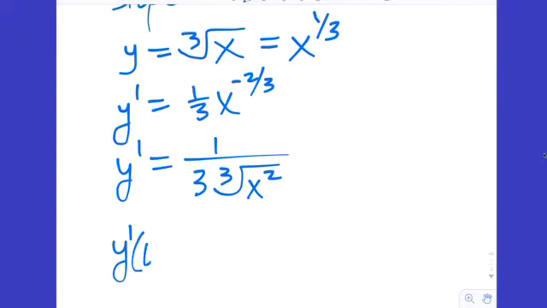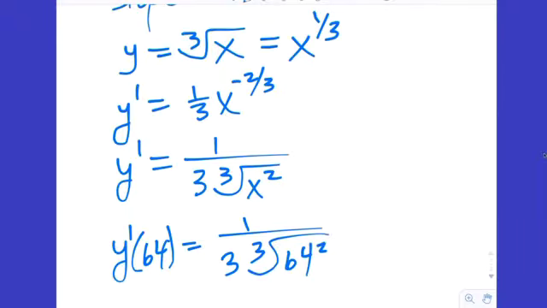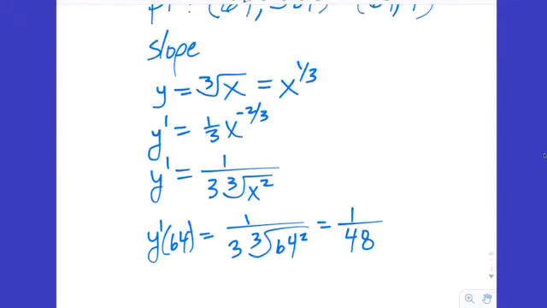So I'll plug 64 into both sides. y prime at 64 equals 1 over 3 times the cube root of 64 squared. And you got to evaluate that. Now, don't feel like you have to square 64 first, right? We go small before we go big. The cube root of 64, again, that's nice. It's 4. 4 squared is 16. 16 times 3 is 48. So the slope way out there at 64 was pretty darn flat. One vertical movement for 48 horizontal movements.